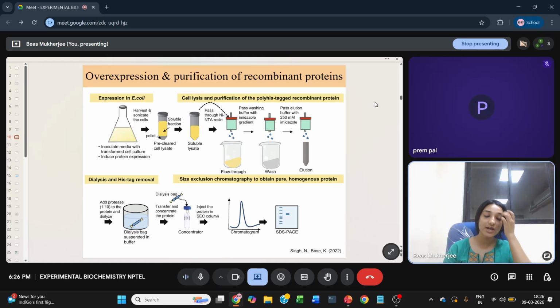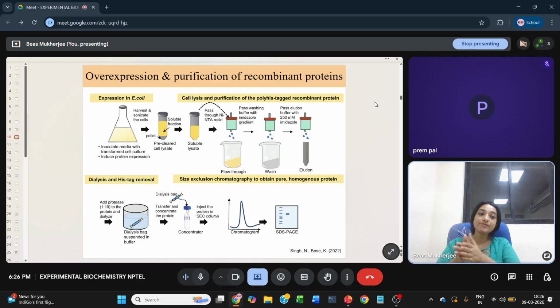So within 2 to 3 hours it will reach an OD of around 0.6. That means at 600 nanometer it is giving a specific absorbance, and that is sufficient for us to induce it now. So what is induction? Induction means that we are adding a specific chemical compound, which is called IPTG in this case, and that is telling the bacteria to start making the protein.